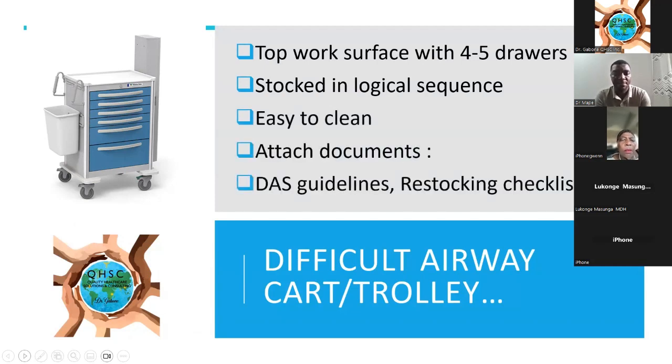So there's a top working surface, and it should have almost 4 to 5 drawers, arranged in logical sequence, because as we said, the Difficult Airway Society algorithm will also help us arrange this. It should be clean, because a clear station helps you to remember. Attached documents, we'll see which documents we should attach there. Also, the guidelines and the restocking checklist should be there on this trolley. So let's continue.